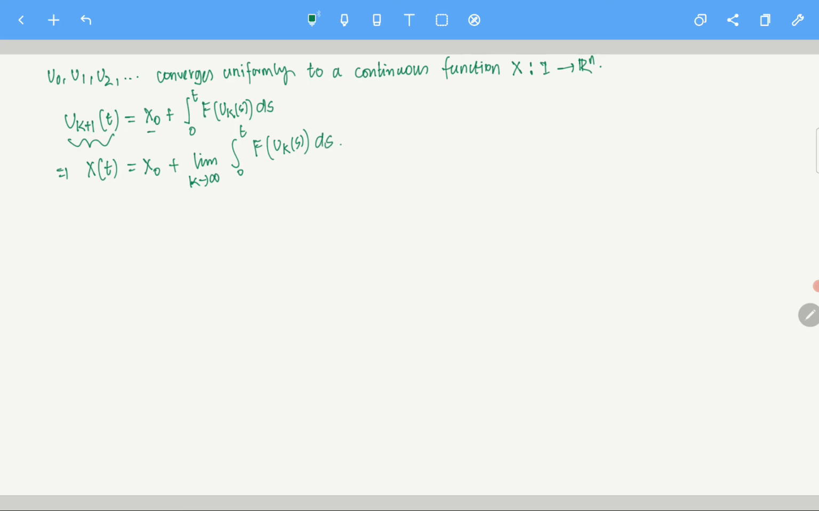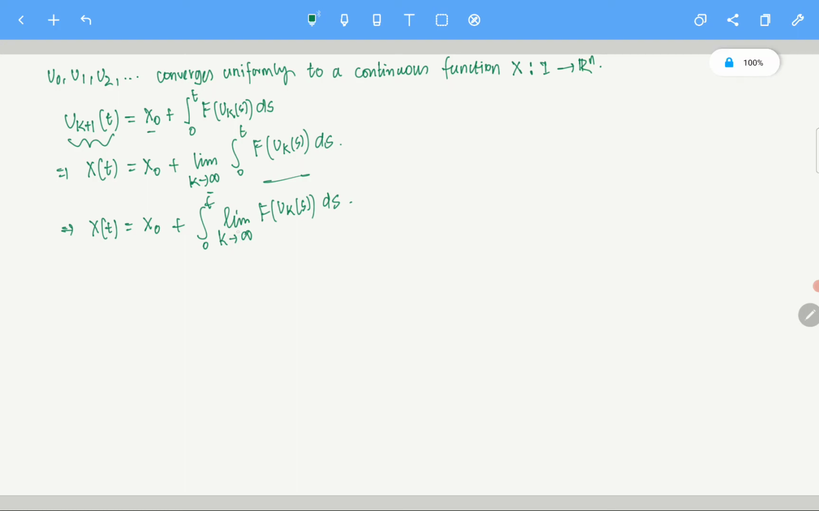Now you remember we did that last lemma in the last video. What did we say? When can you take the limit inside the integral? When you have uniform convergence, and here you have uniform convergence, so I can take it. So x of t is given by x0 plus the integral from 0 to t of the limit as k tends to infinity of capital F of u_k of s ds.